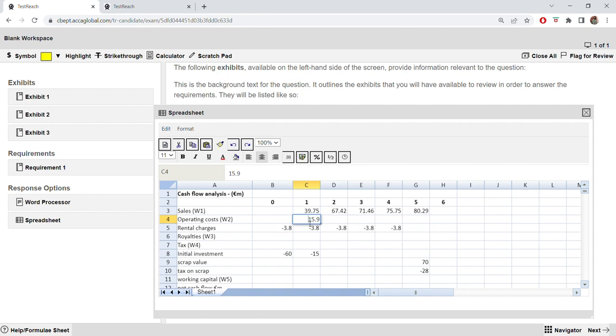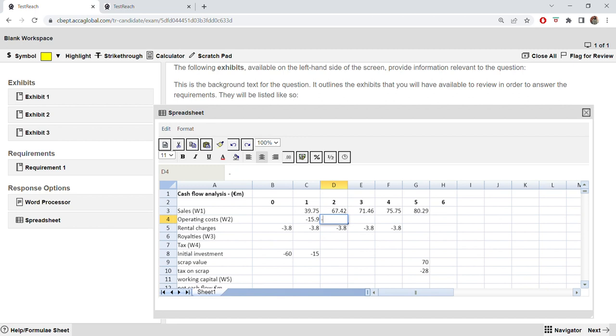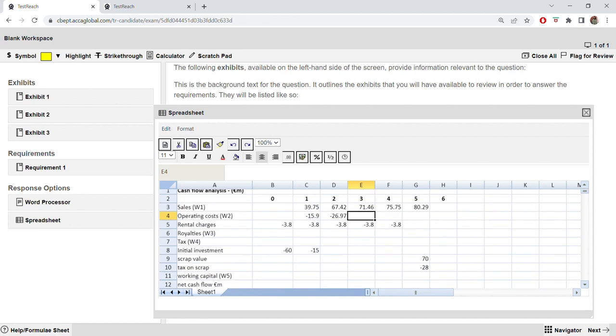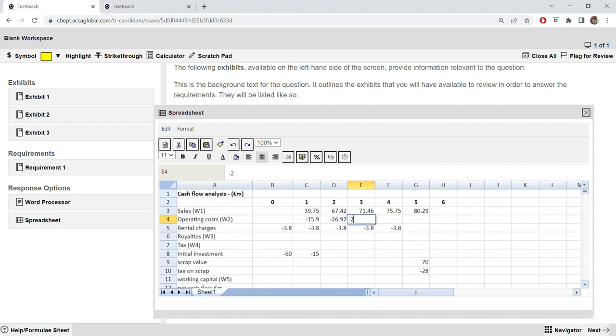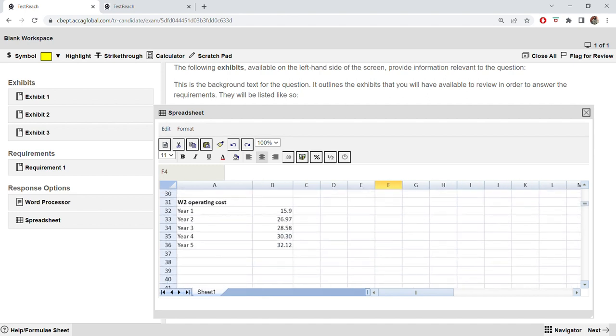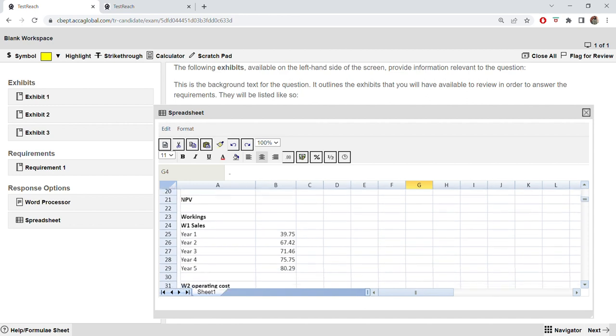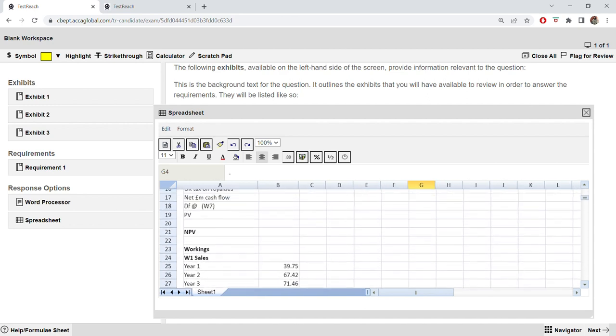15.9. Make sure that this is minus because you have to deduct. Since you have the working support, you can just write the number 26.97. Minus 26.97. I think typing will save more time. Minus 28.58. Minus 30.30. Sorry. Minus 30.30. Minus 32.12.